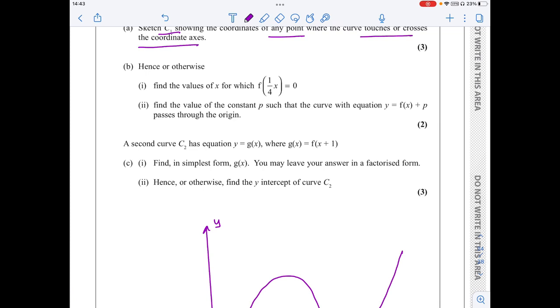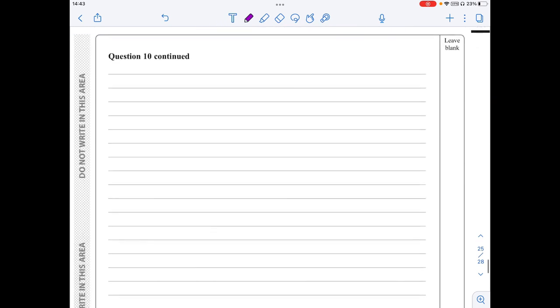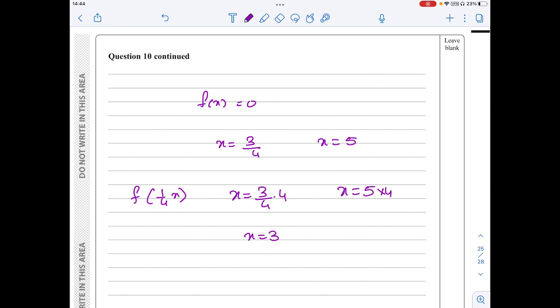Hence or otherwise, find the values of f of 1 upon 4x equals 0. What it means is, we have found that f of x equals 0 at x equals 3 upon 4 and x equals 5. So for f of 1 upon 4x, the roots are getting multiplied by 4. So 3 upon 4 times 4 becomes 3, and x equals 5 times 4 becomes 20. So 3 comma 20.